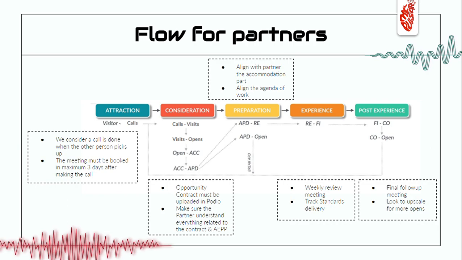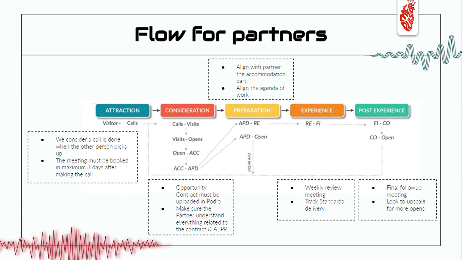For the consideration phase, the opportunity contract must be uploaded on Podio. That's something you need to know, and make sure the partner understands everything related to the contract and the IPP, the ISEC exchange program policy. So they need to understand the rights and duties.